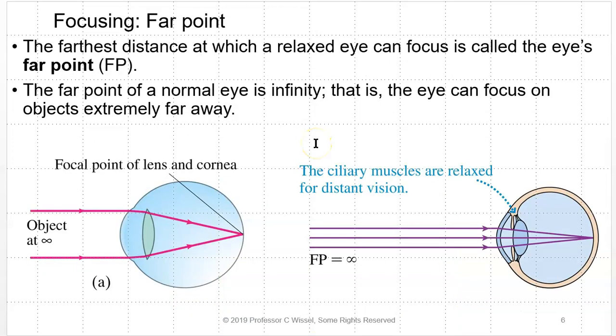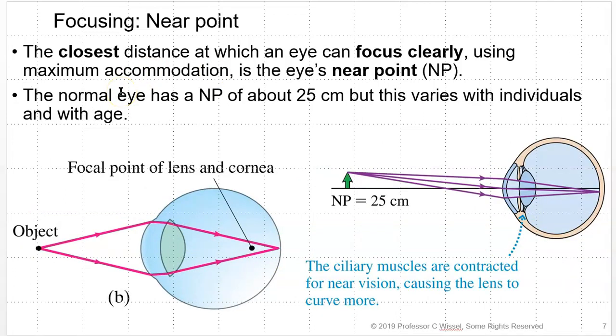The furthest distance at which a relaxed eye can focus is called the eye's far point. The far point of a normal eye is at infinity. That is, the eye can focus on objects extremely far away. And in this case, the ciliary muscles are relaxed for distant vision. The closest distance at which the eye can focus clearly using the maximum accommodation is the eye's near point, otherwise known as NP. The normal eye has an NP of about 25 centimeters, but this varies with individuals and with age. It typically increases with age.